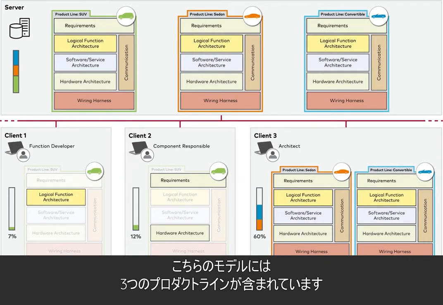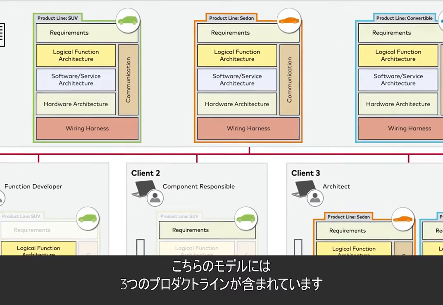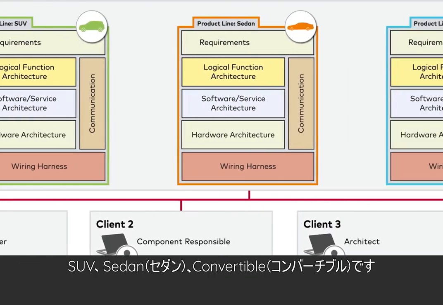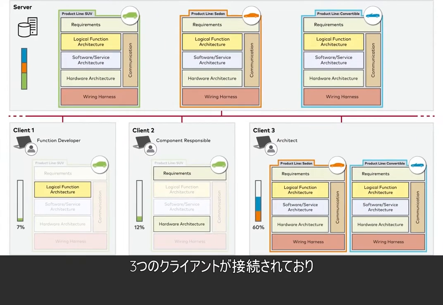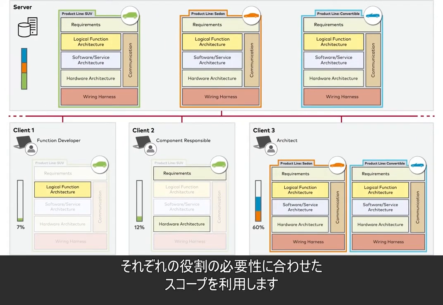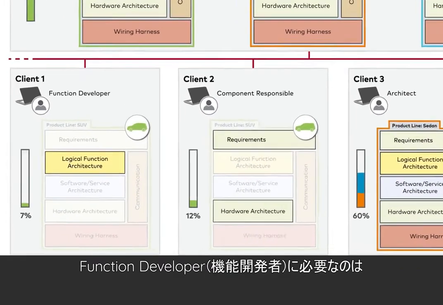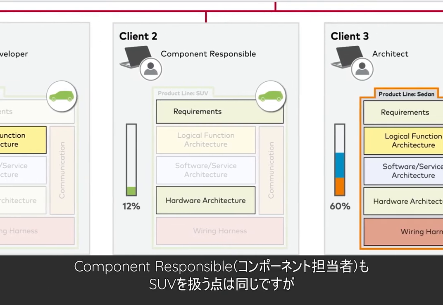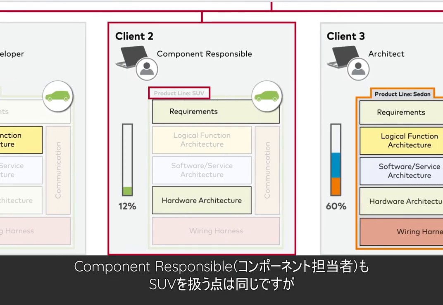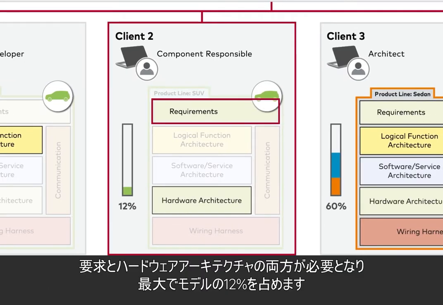In this graphical representation, the model contains three product lines: the SUV, the sedan, and the convertible. Connected to this, you see three clients, each using a scope that is tailored to the needs of the role. The function developer needs only the logical architecture of the SUV product line, that is 7% of the whole model. The component responsible works also with the SUV, but needs access to both the requirements and the hardware architecture that adds up to 12% of the model.